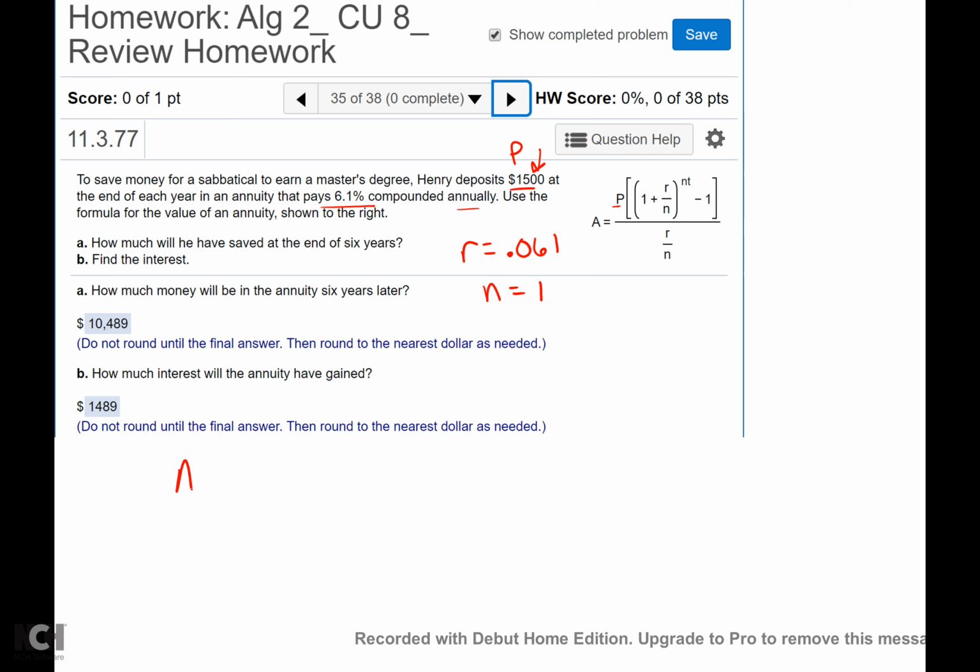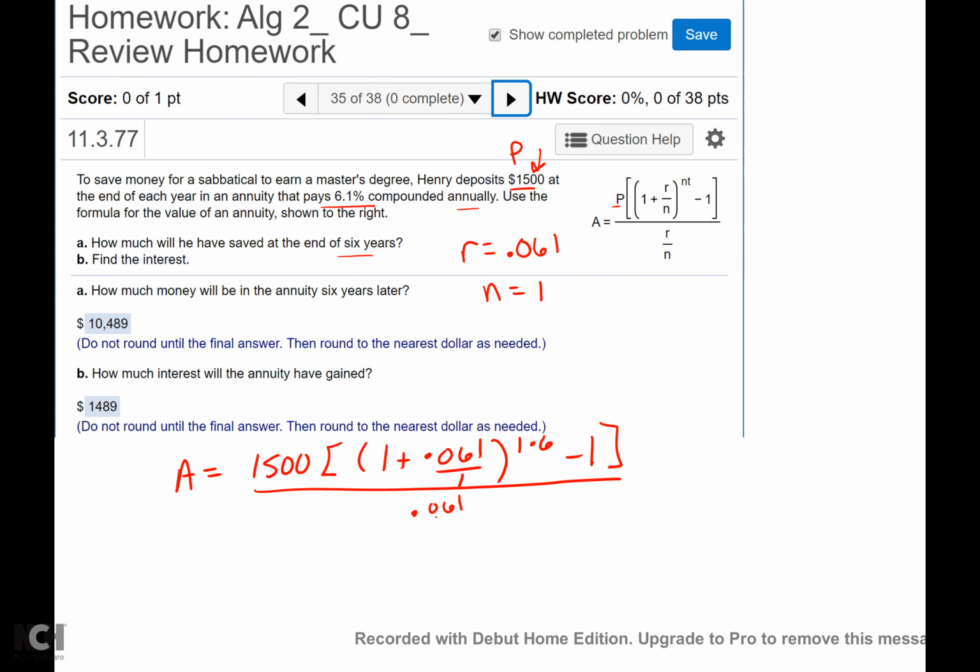So the amount will be his payment of $1,500, bracket, parentheses, 1 plus 0.061 over 1, to the 1 times 6, since the time is 6 years, minus 1, close your bracket, and all of that is going to be divided by 0.061 over 1. Let me pull up my calculator here so you know how to type this.